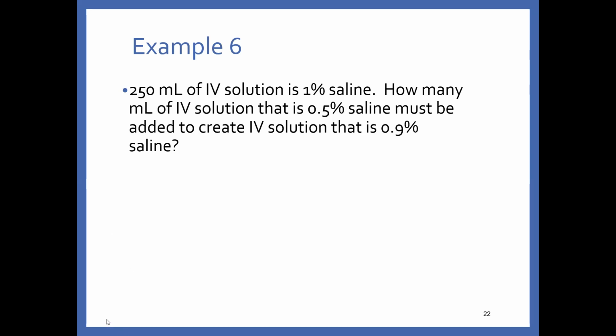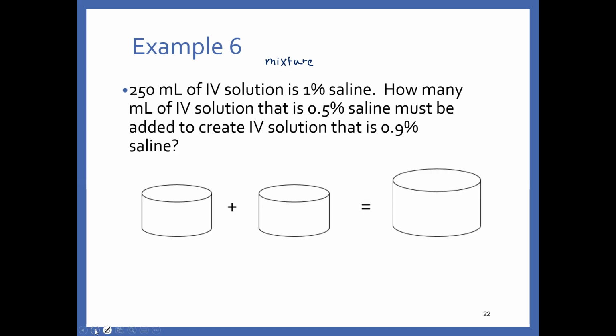So it looks like they want to create some normal saline out of some other items that they have on hand. With all the percentages involved, I was seeing this as a mixture problem. And for mixture problems, I like to use the image of some containers to help me set it up and to organize my information rather than going directly to defining variables. So I have an image here of two smaller containers equaling a large container.